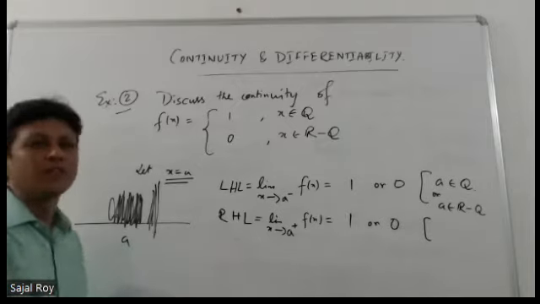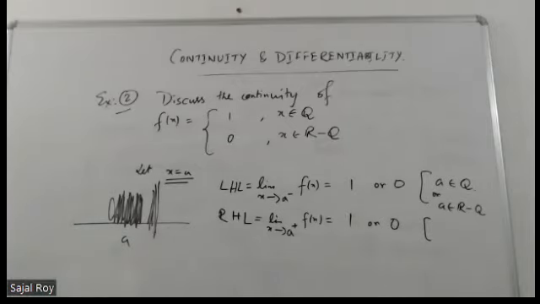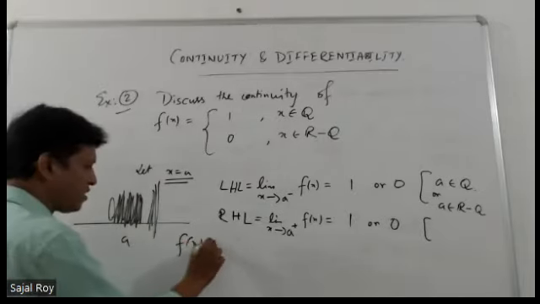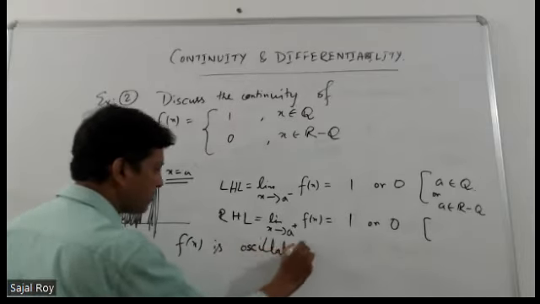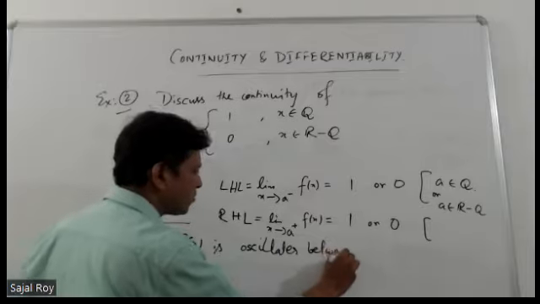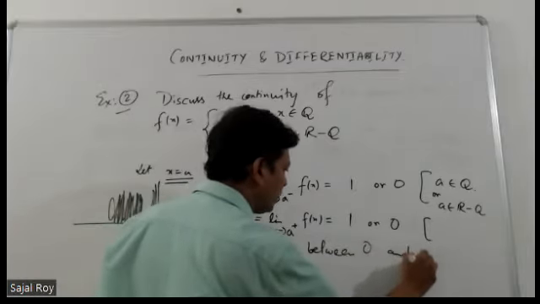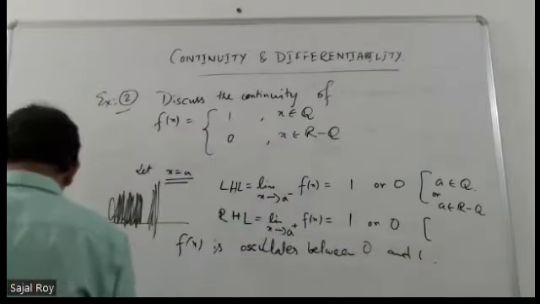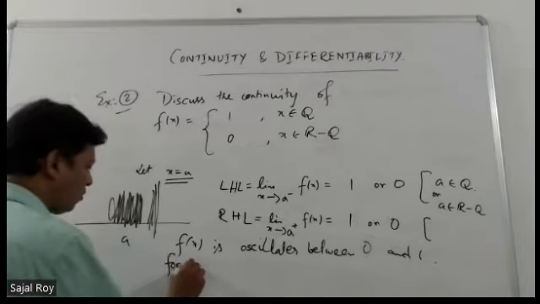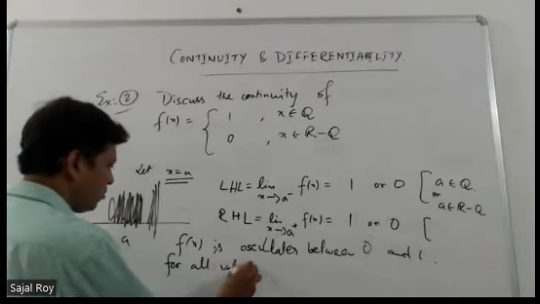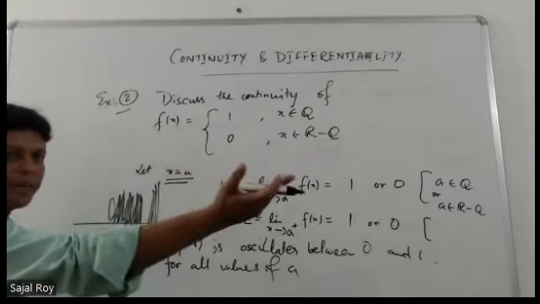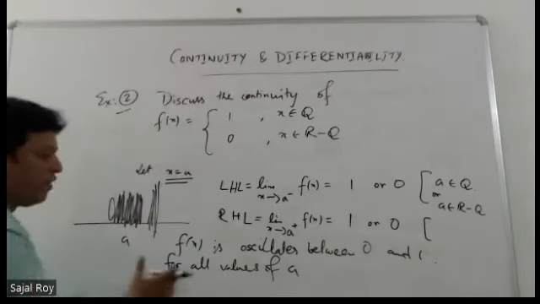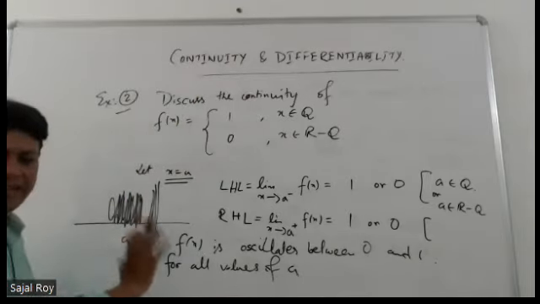So this is discontinuous, actually. Basically f(x) oscillates between 0 and 1 for all values of a. I am taking a particular value a, but you can take b, you can take any value. It will show the same nature. Am I clear with this concept?